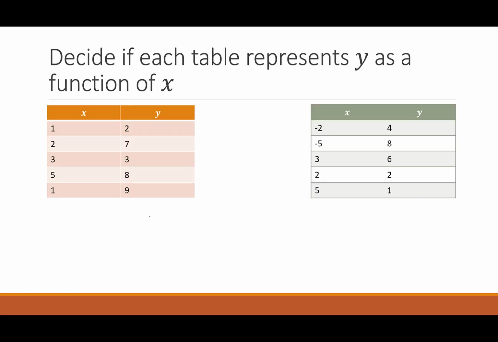Let's do the same thing, but let's look at it as a table. So I'm looking through my table, (1, 2), (2, 7), (3, 3), (5, 8), (1, 9). I see the 1 at the first one and the 1 at the second one. They have different y values, which makes this not a function. My second set, negative 2 goes to 4, negative 5 goes to 8, 3 has 6, 2 has 2, 5 goes to 1, no repetition of the x's, so this is a function.